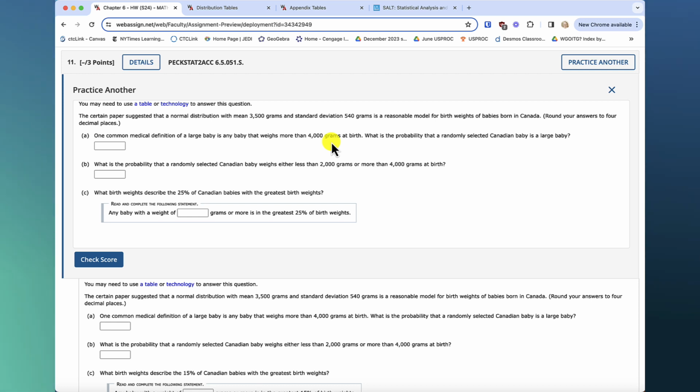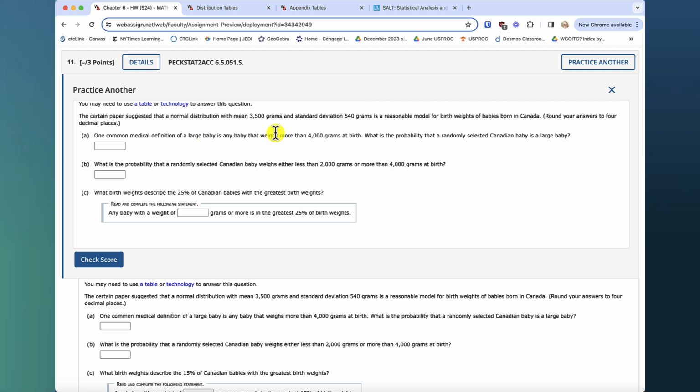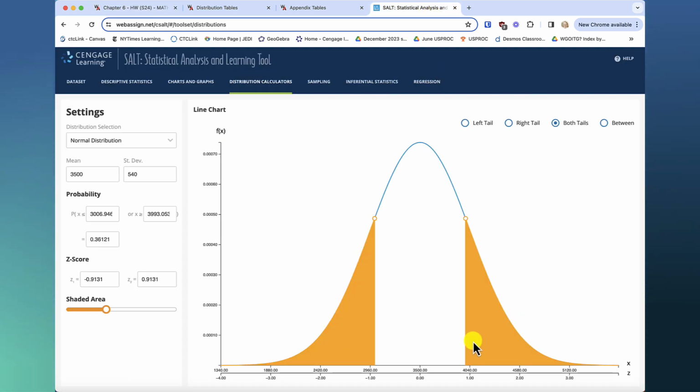So we want to look for words like more, less, between, outside, extreme, within. Those are all words that tell us where in the graph we're going to be putting the yellow. So in this question, it said more than 4,000 grams. So more than means bigger numbers, so that means right numbers on the axis.